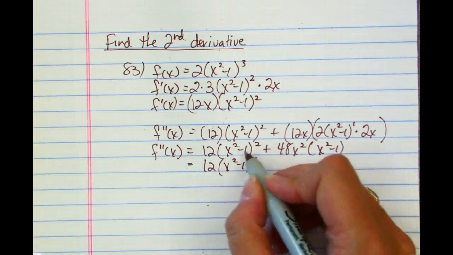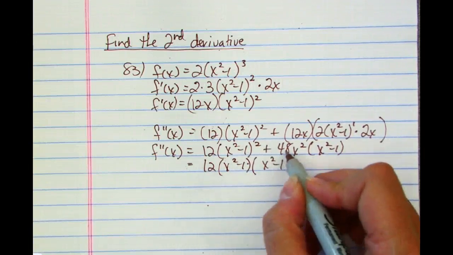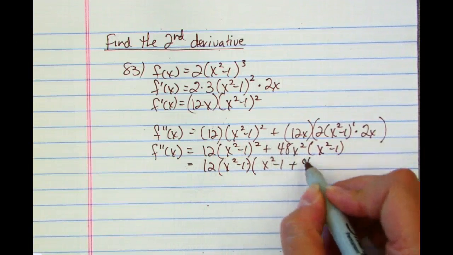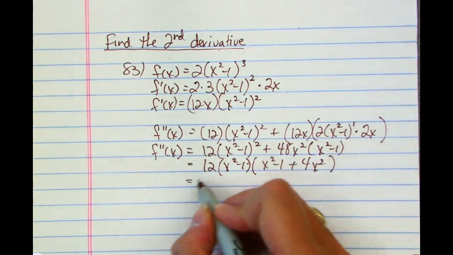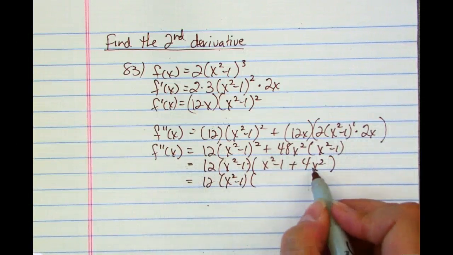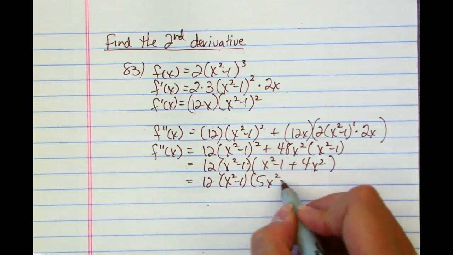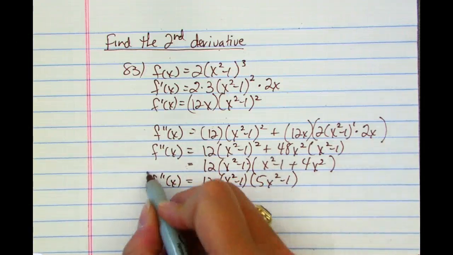What do I have left? I have one of these x squared minus 1's left, plus, I'm going to take 12 out of 48. That leaves me with a 4 with the x squared, but that was completely taken out. Let's see, 4x squared, that's 5x squared minus 1. And that is my second derivative.